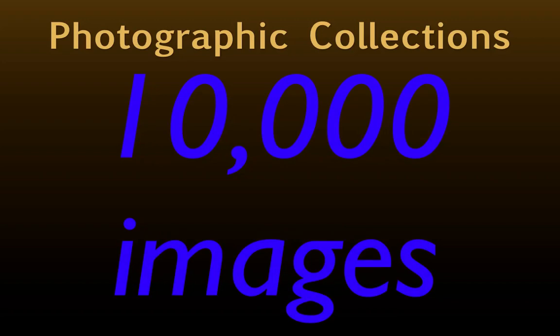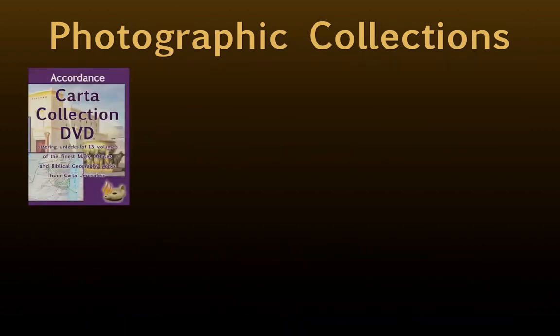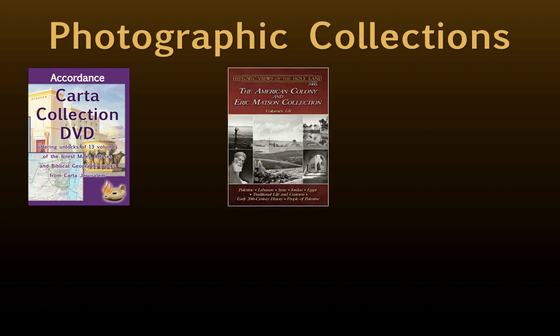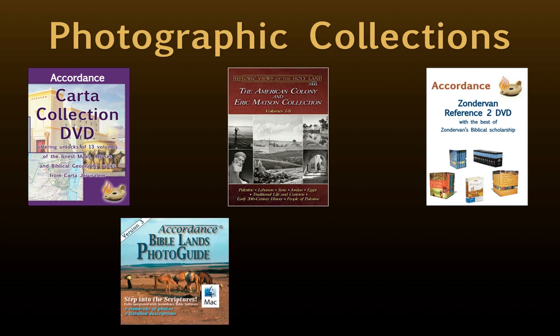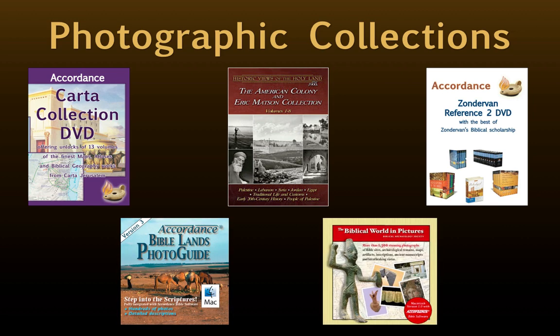Navigate between pictures. In the past 12 months, we've added more than 10,000 images in new Accordance modules. Pictures of biblical people and places, images of temples and buildings, even some charts and diagrams. These new graphics collections include the various atlases by Carta, photographs of biblical places collected by the American Colony, and the various illustrations on Zondervan's new Reference Library DVD. They join two long-standing favorites among Accordance users, Photo Guide 3 and Biblical Archaeology Society's Biblical World in Pictures.